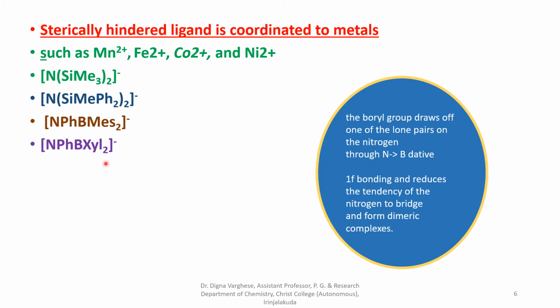Here, the boryl group draws off one of the lone pairs on the nitrogen atom through a nitrogen to boron dative bond. This reduces the tendency of nitrogen to bridge and form dimeric complexes.